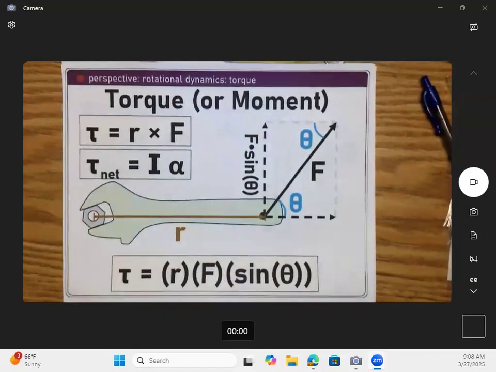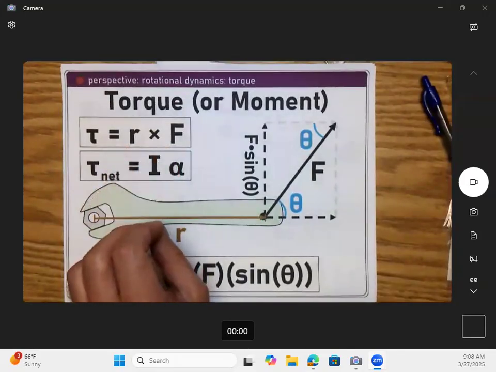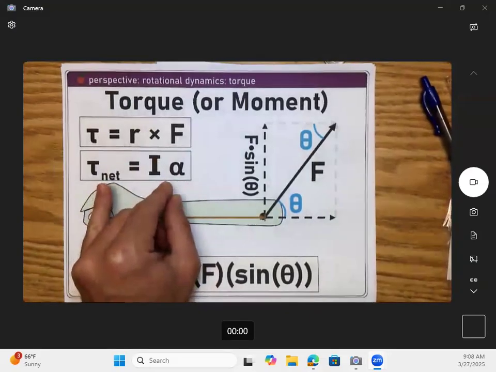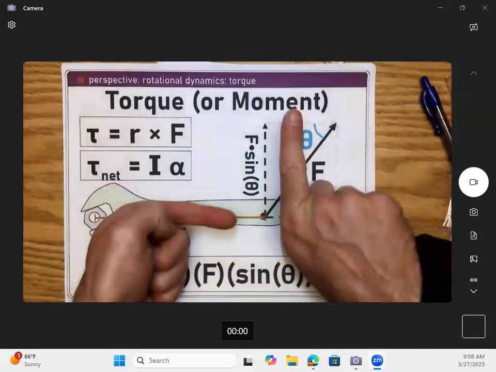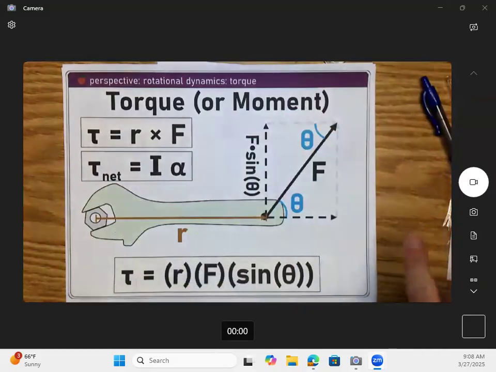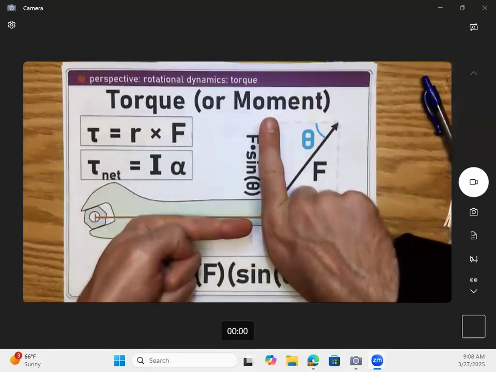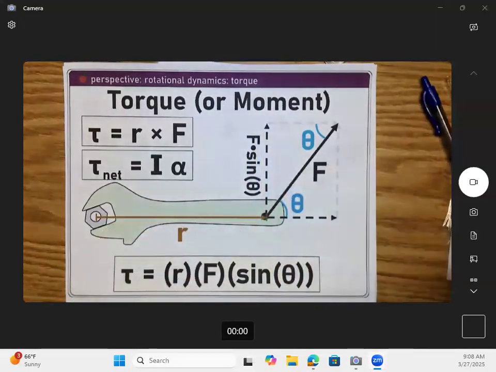All right, let's do torque. Here's your r cross F. If there's a net torque, then that's going to result in an angular acceleration, so I times alpha. When I say a cross product, you only multiply the perpendicular components. In fact, if you push straight perpendicular on this wrench, here's the lever arm, here's the pushing force, if those are exactly perpendicular, you're maximizing your torque for however hard you can push.